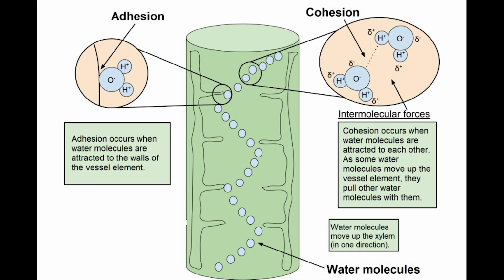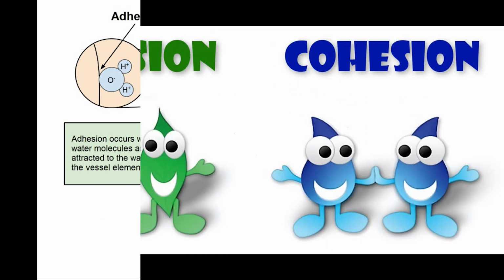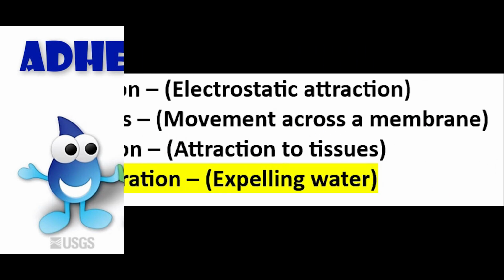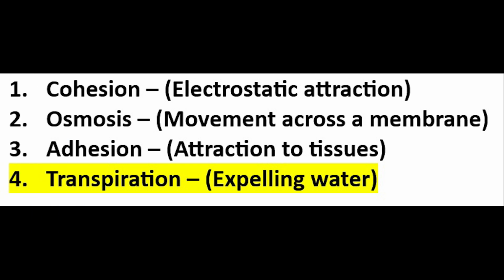Both cohesion and adhesion combine forces to create a unique force known as cohesion tension. It is the main method of water transport in trees. So you can see that in this graphic, both adhesion and cohesion are friends, and they work together to move water up a tree. Our next feature is transpiration.